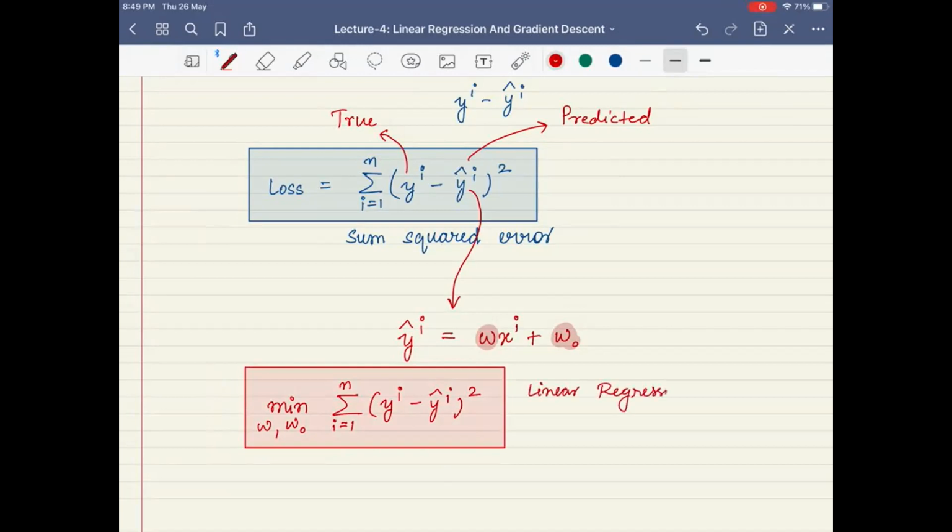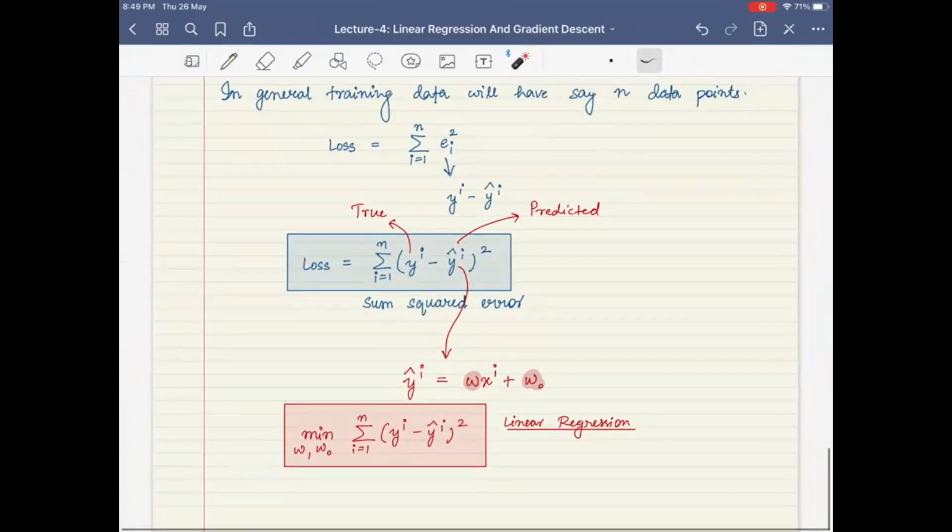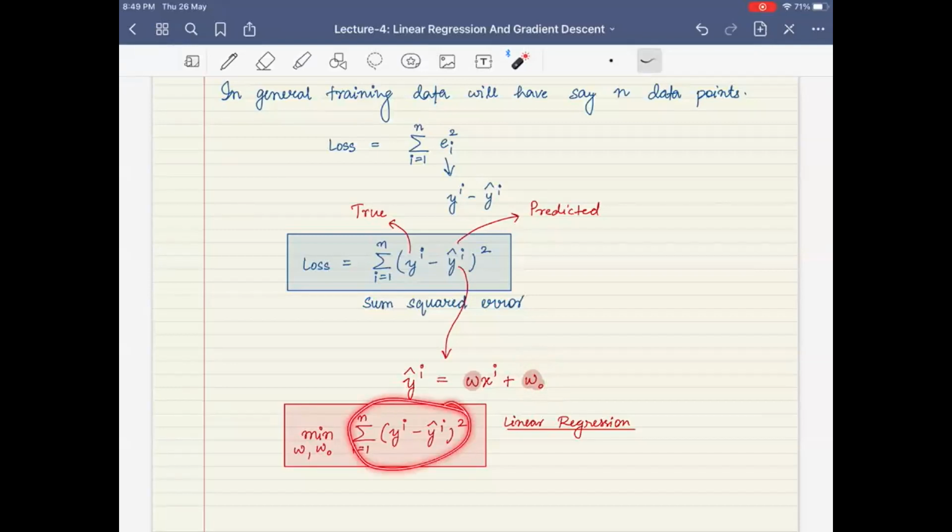Let me summarize. What are we trying to do here? We are trying to fit a line through all the data points. Obviously, I cannot pass the line through all the data points; I'll make some errors. So I want to fit a line. What do I mean by fitting a line? Finding the choice of slope and intercept which minimizes the error, or minimizes the loss function.